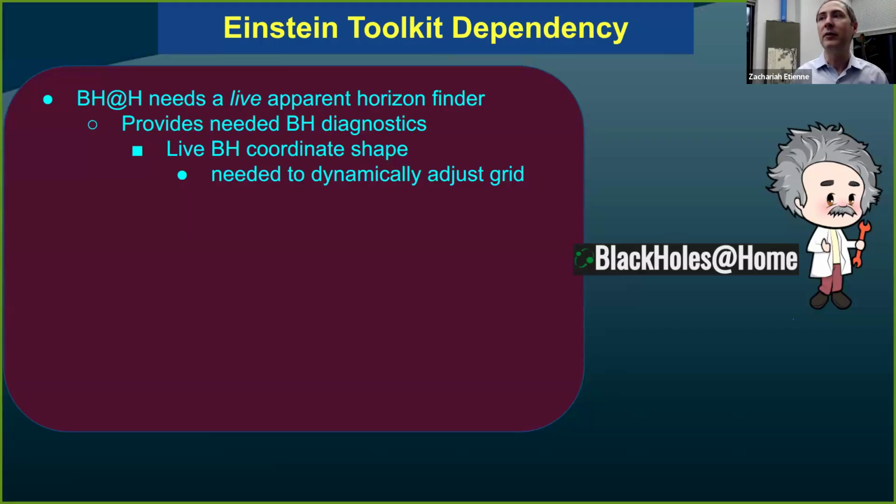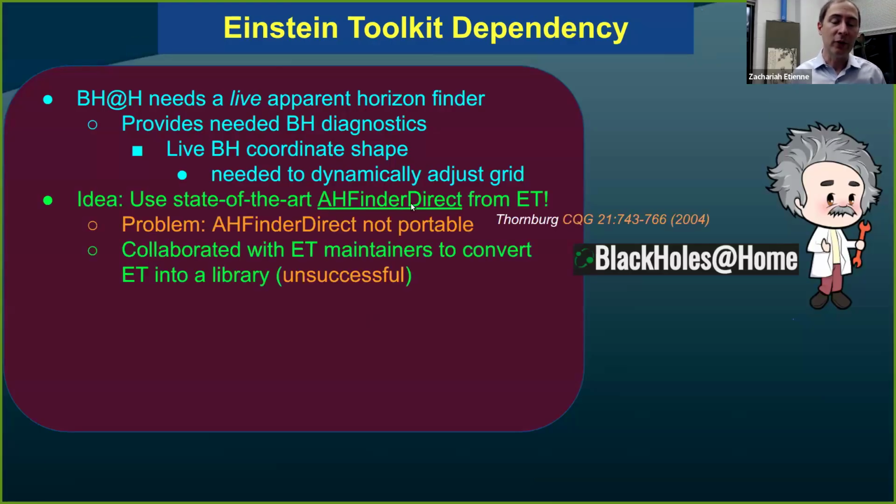What you want to do is adjust your grid structure near each highly spinning black hole to be squished exactly in the direction of the spin axis. And that is most optimal. So in order to know what the coordinate shape of the black hole is, you need apparent horizon diagnostics. That's just one example. You can also get from the apparent horizon finder actual measures of the individual black hole spins, as long as they're far apart or after merger, and also their masses, their irreducible masses.